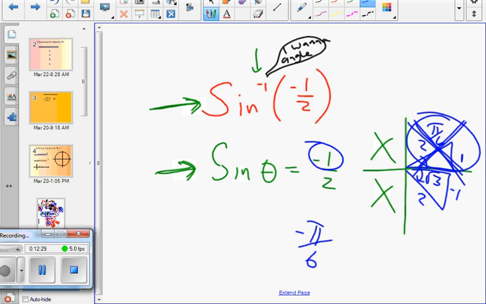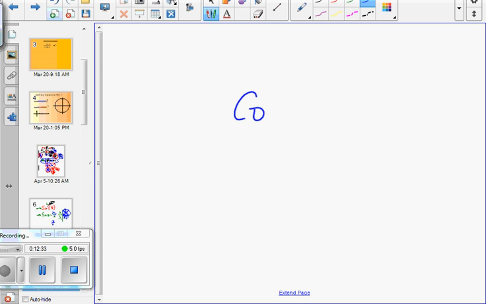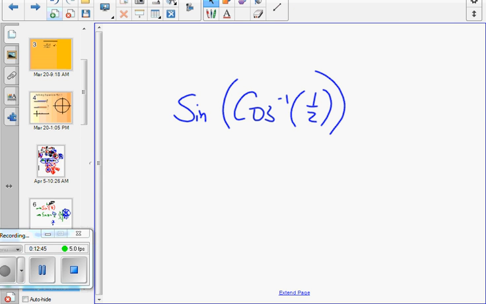All right, now let's do something similar to that, except it'll be a nested one. Inverse cosine of 1/2, and then I want to do sine of that. I'll pause for a second while you figure that one out. Okay, I was asked a very good question about the last one.